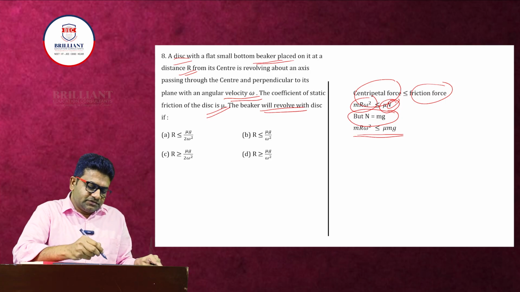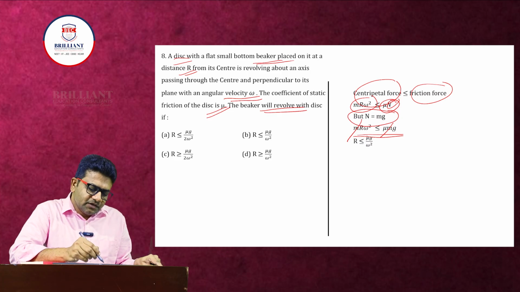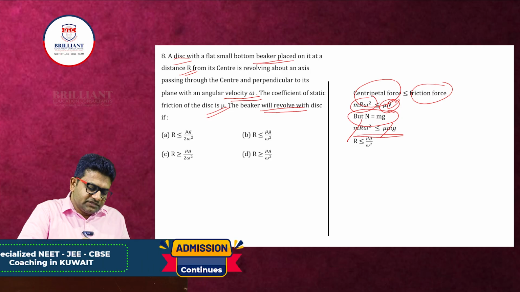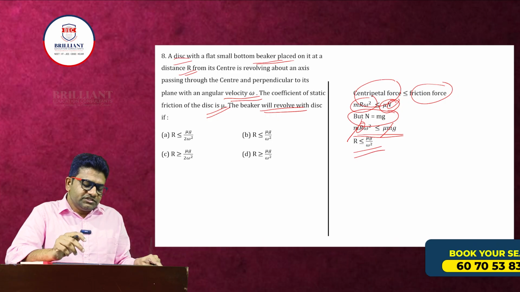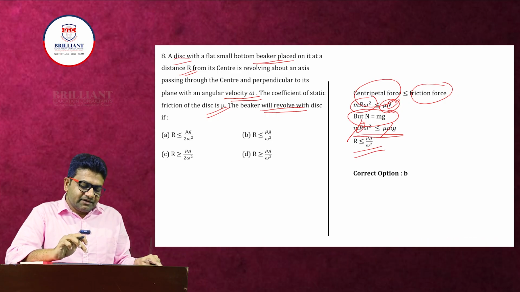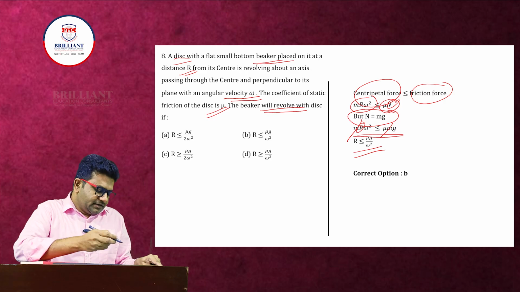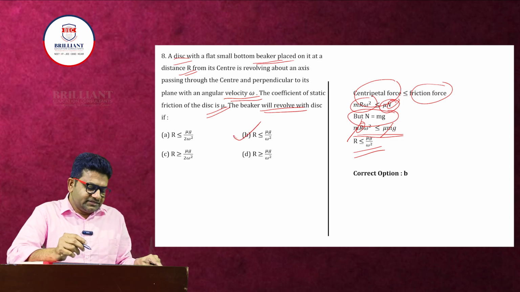From this we have to cancel m and m. So we get r omega square less than or equal to mu g. From this, r is less than or equal to mu g by omega square. So here the correct option is B, that is r less than or equal to mu g by omega square.